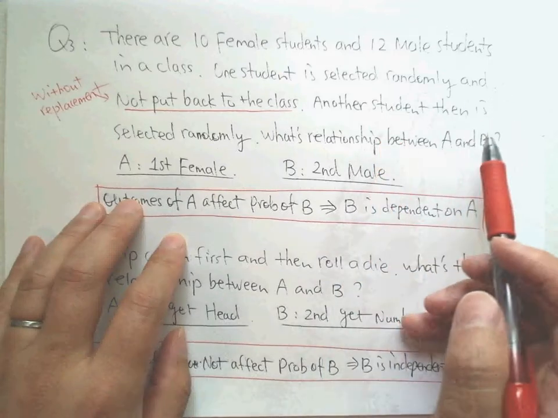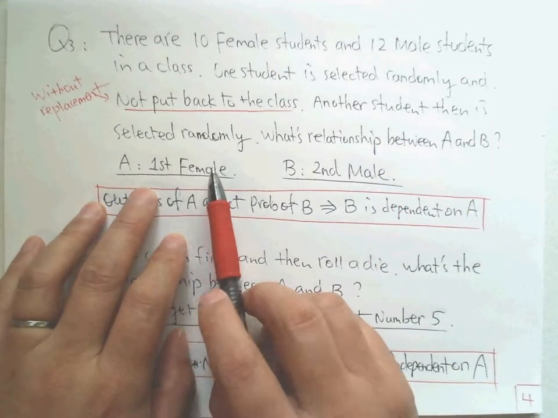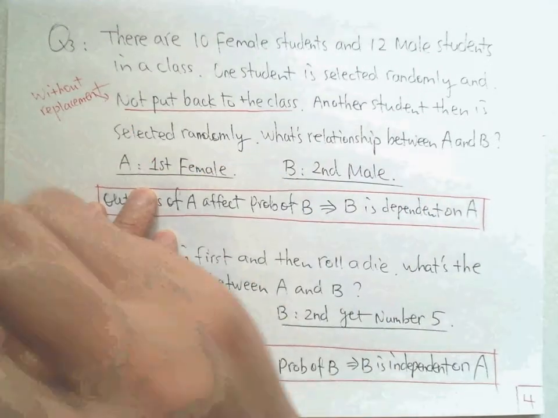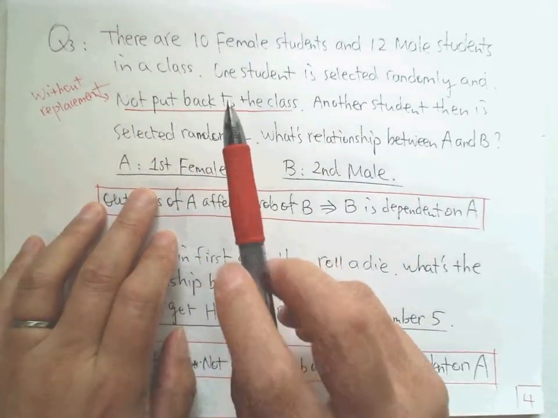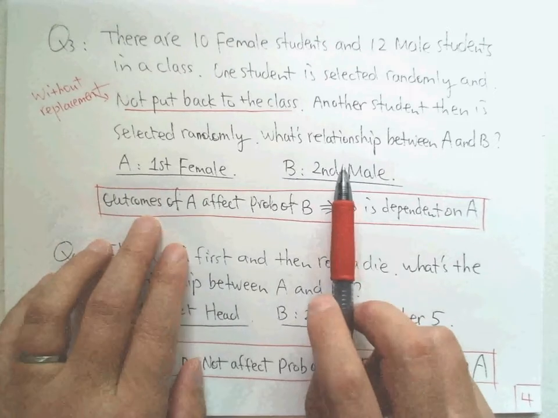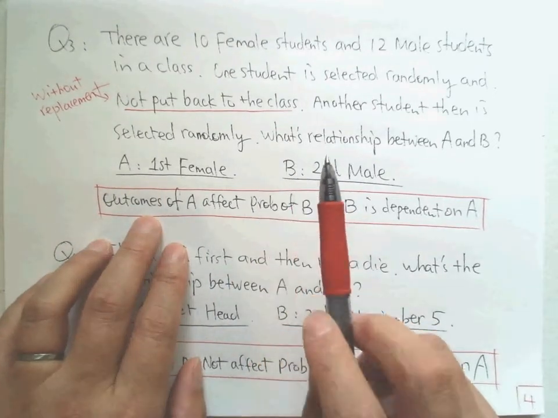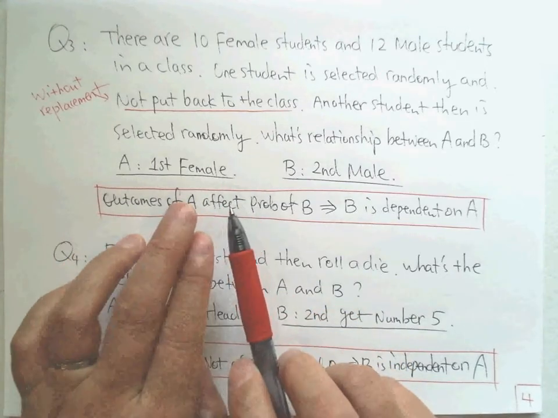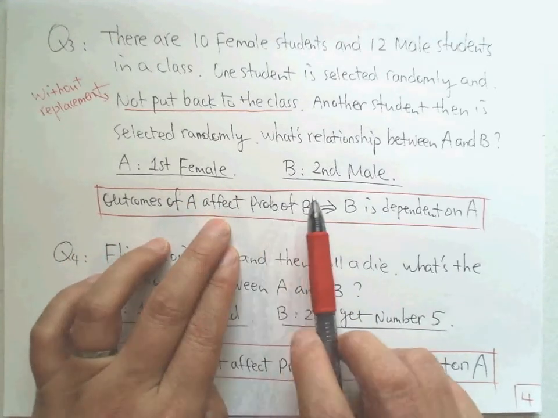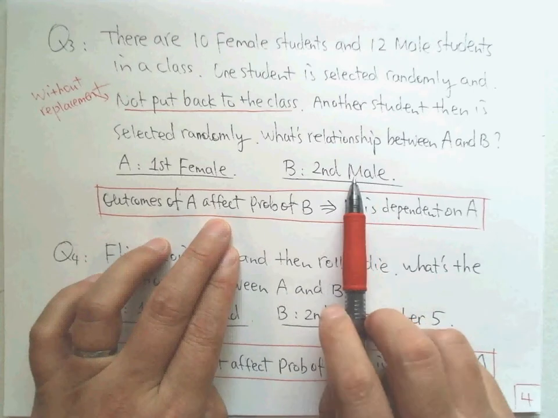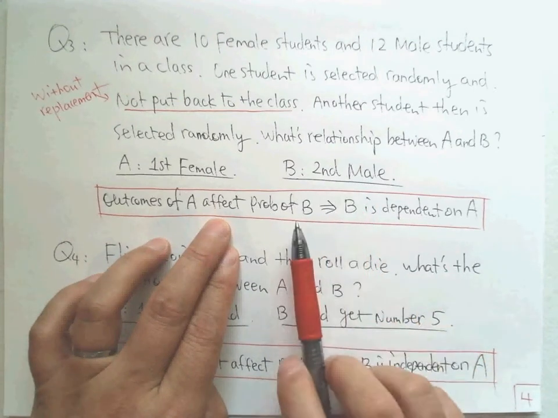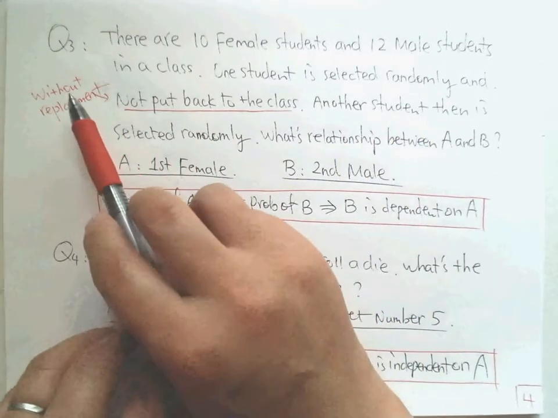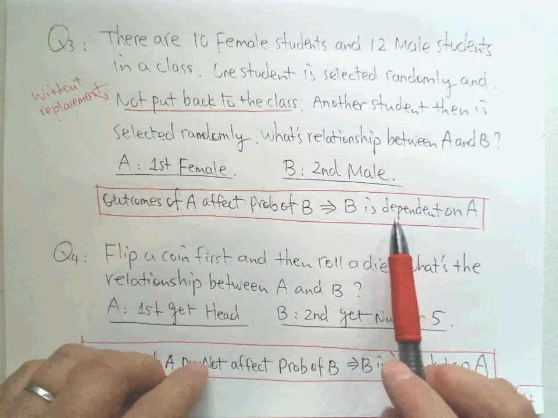Now we have two events. The first you pick a female, the second you pick a male. So how do you think? Without the replacement, we should see it is dependent, right? Why? Because you can go to the detail by yourself. The first outcome will exactly affect the probability of B. And this means B is dependent on A. So in the same way, without replacement, you will find it dependent. Very important.